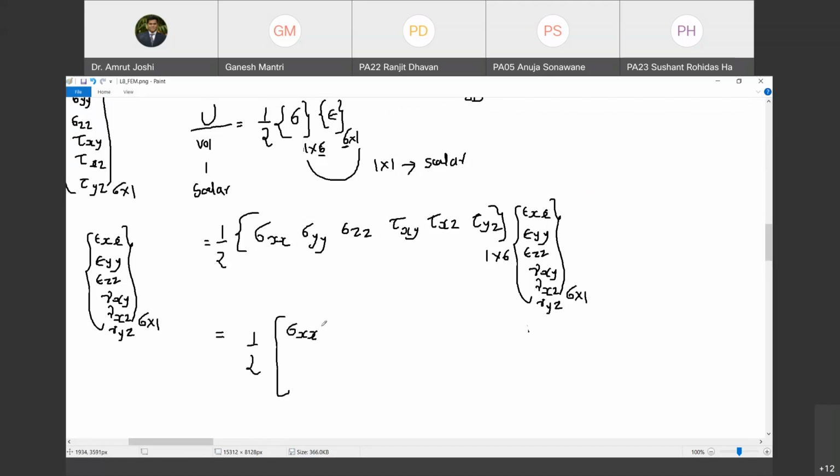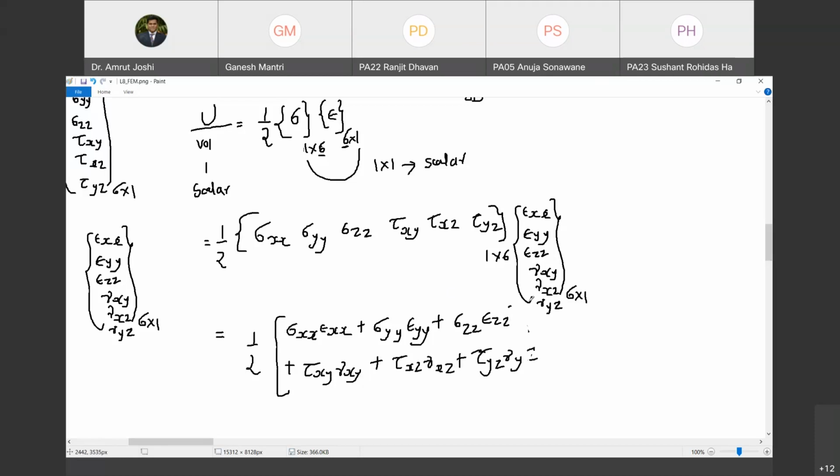Do you agree with me? Plus sigma yy by epsilon yy. Plus sigma zz into epsilon zz. Plus tau xy into gamma xy plus tau xz into gamma xz, plus tau yz into gamma yz.